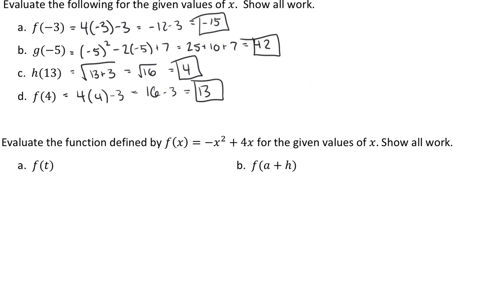Question 8. Evaluate the function f of x equals negative x squared plus 4x for the given values of x. Show all work. f of t. So this just means I'm going to plug in a t everywhere I see an x. So f of t is going to be equal to negative t squared plus 4t. And that's it, nothing special. Since we don't have a number, we can't solve for anything.